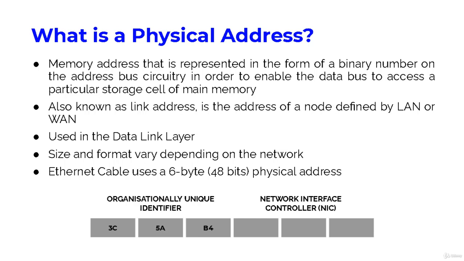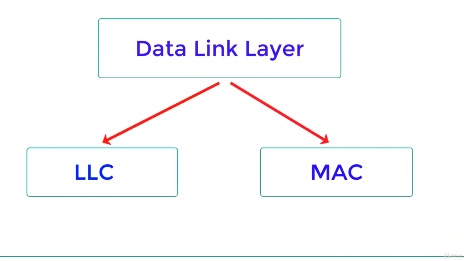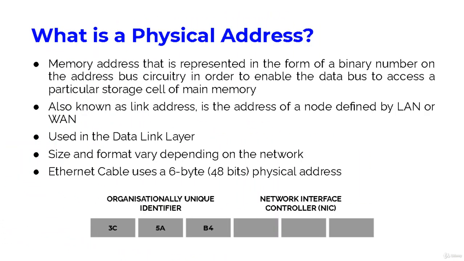MAC addresses are unique 48 bits hardware number of a computer, which is embedded into a network card, that is NIC, during the time of manufacturing. MAC address is also known as physical address of a network device. According to IEEE standard, data link layer is divided into two sublayers: logical link control sublayer, that is LLC, and media access control layer, that is MAC, out of which MAC address belongs to media access control sublayer.